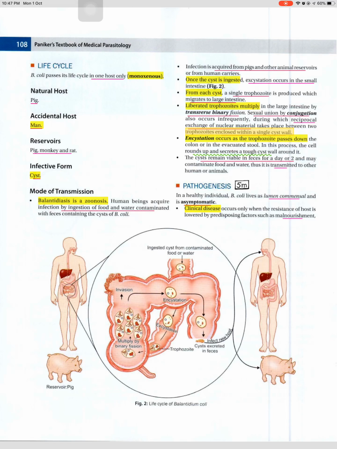Pathogenesis. In a healthy individual, B. coli lives as a lumen commensal and is asymptomatic. Clinical disease occurs only when the resistance of the host is lowered by predisposing factors such as malnourishment. Figure 2. Life cycle of Balantidium coli.